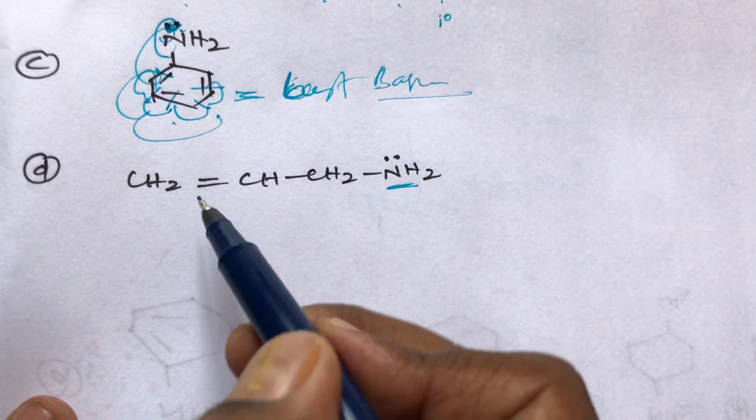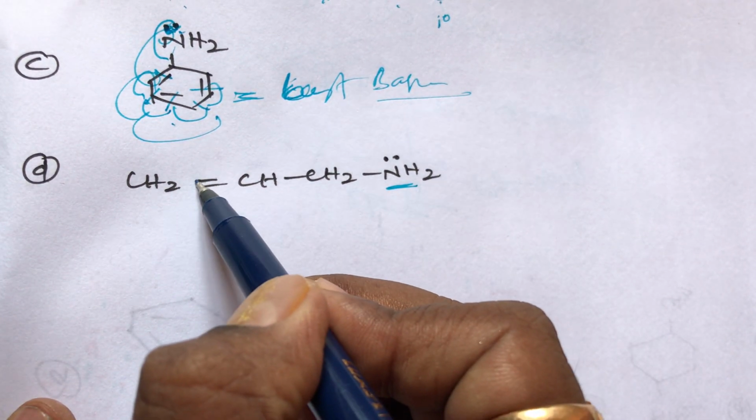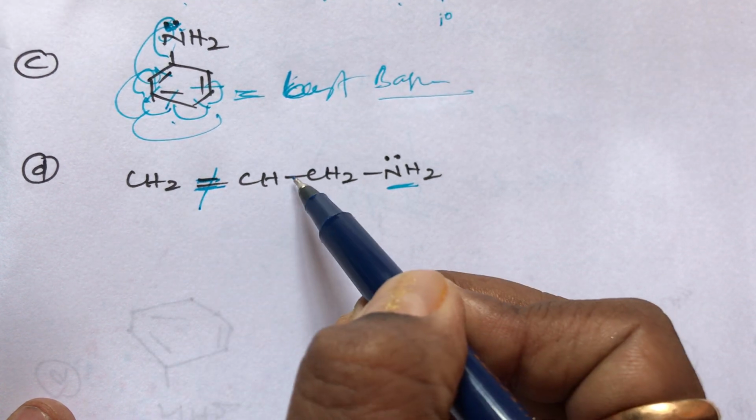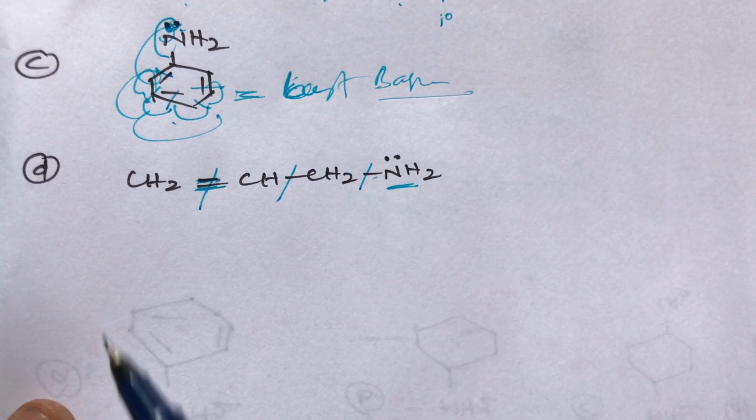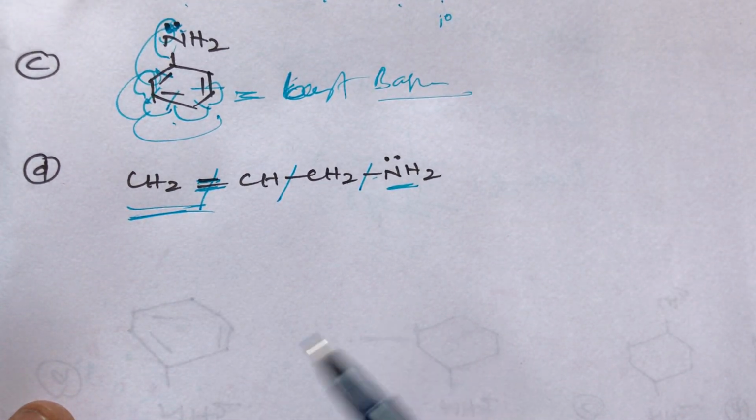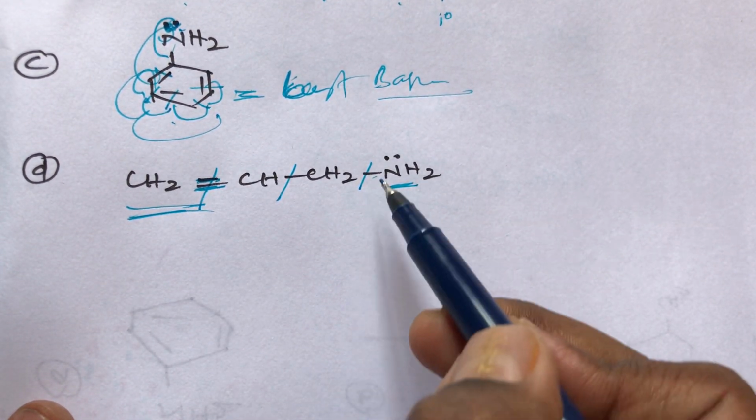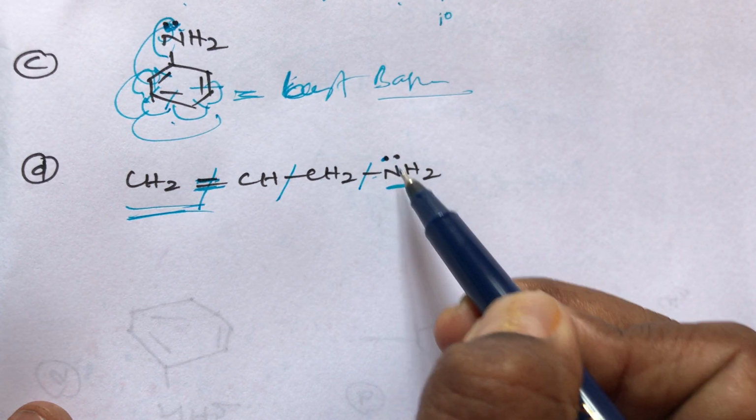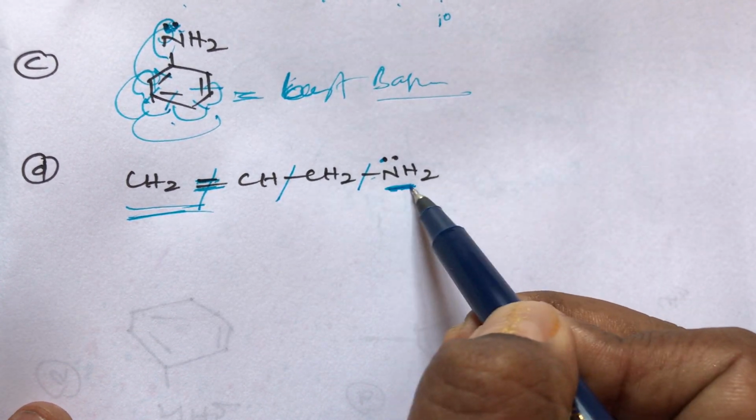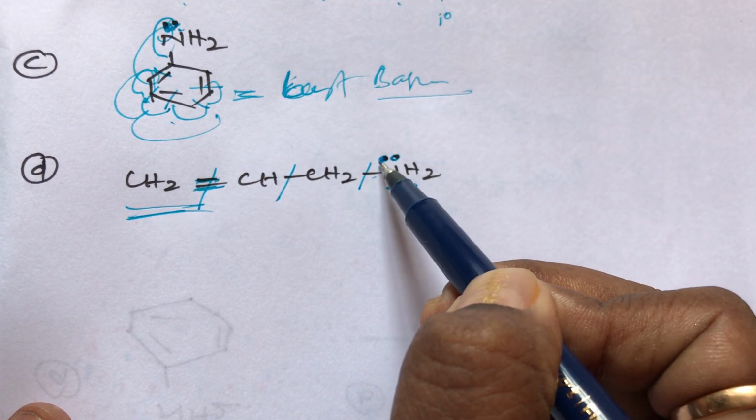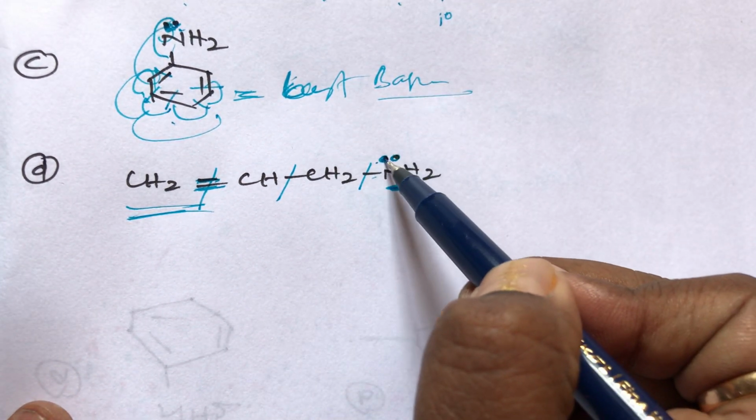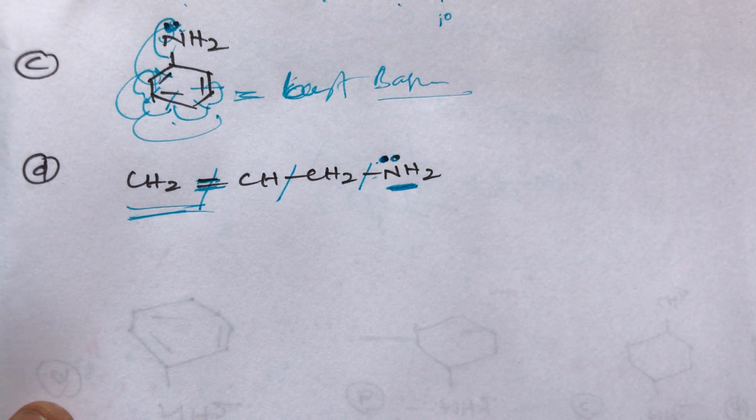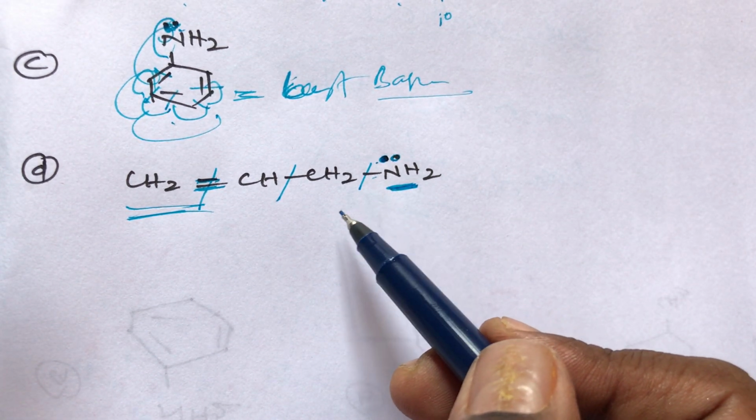And what about the D compound? Does the D compound have conjugation or not? Double bond is there, double bond, then single bond, but there is no conjugation. The D compound does not contain conjugation. The D compound has an NH2 group with one lone pair, and this lone pair does not participate in the resonance.